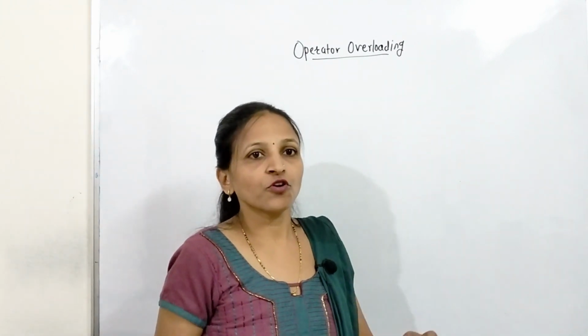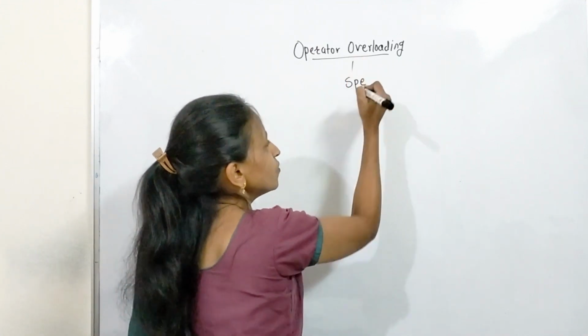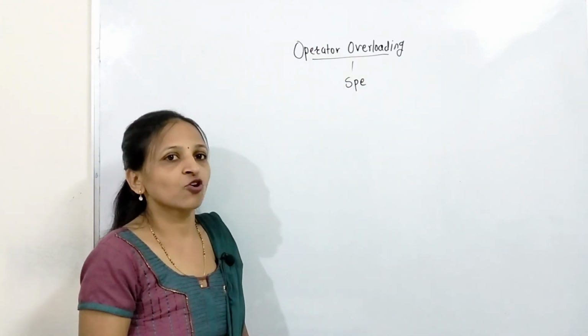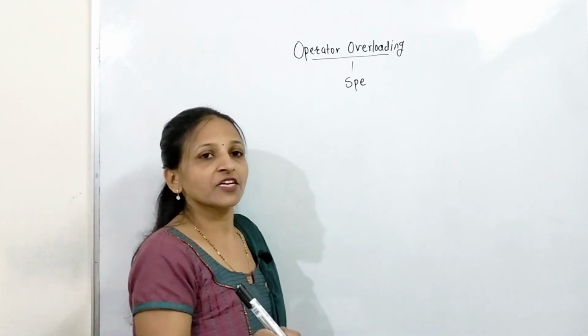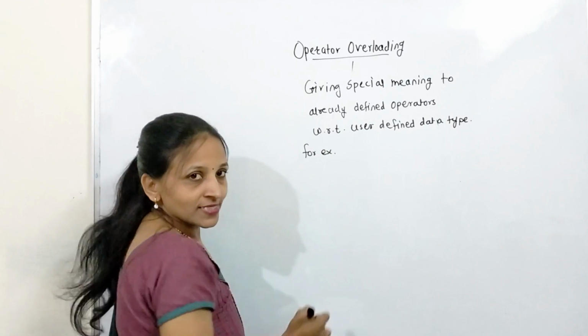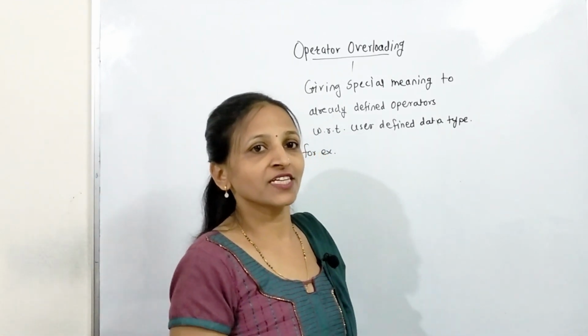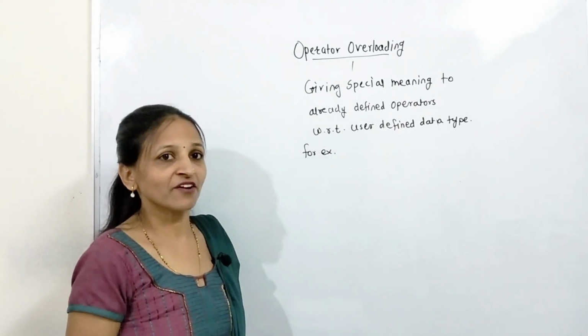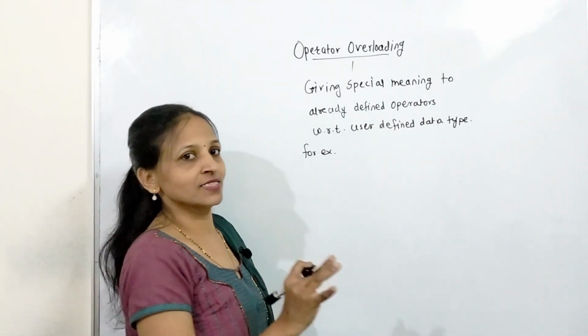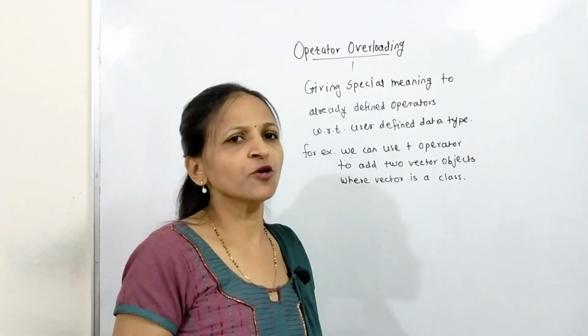Operator overloading is nothing but giving a special meaning to the already defined operators with respect to a user defined data type. For example, we can use the plus operator to add two objects of vector type, and vector is nothing but a class. Now some operators in C++ cannot be overloaded.